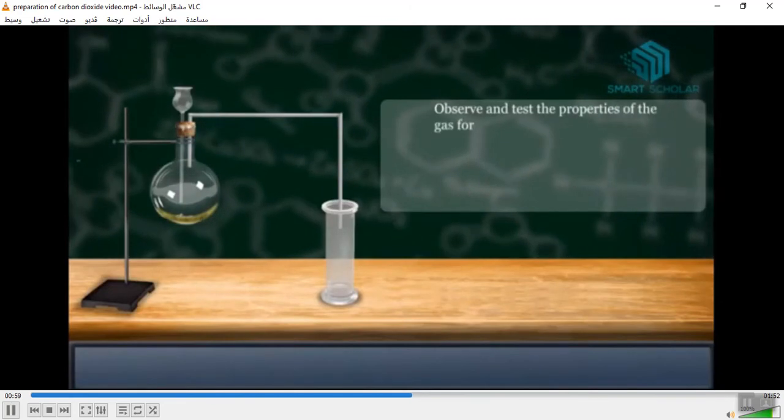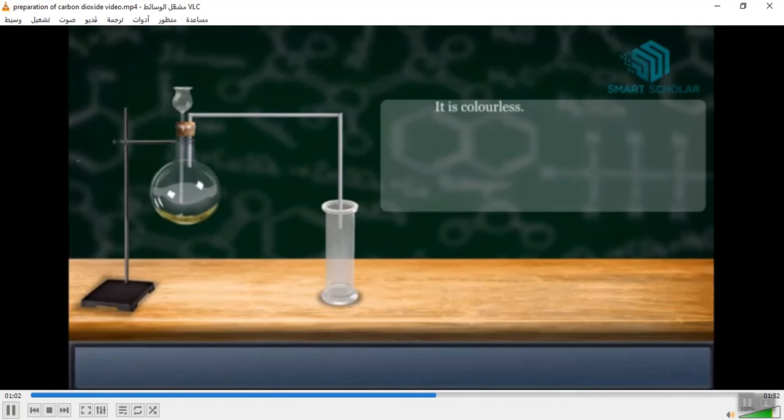Now you will observe some properties of carbon dioxide. You will know that it has no color, no taste, and no odor. It is heavier than air, and it is also used to put off fire, as carbon dioxide doesn't help in burning. You will see now.